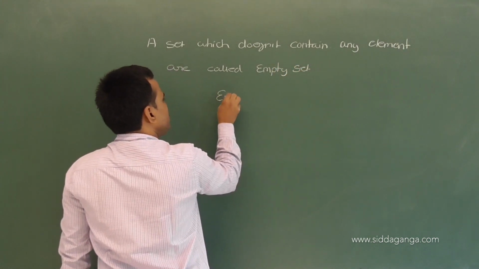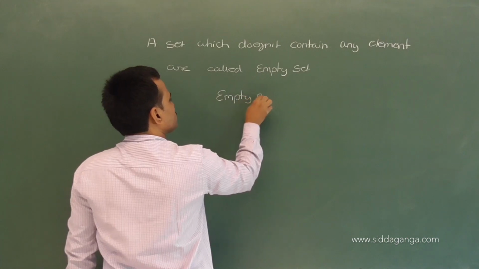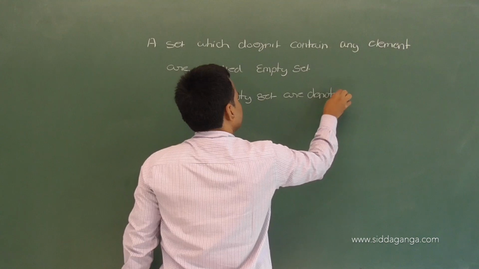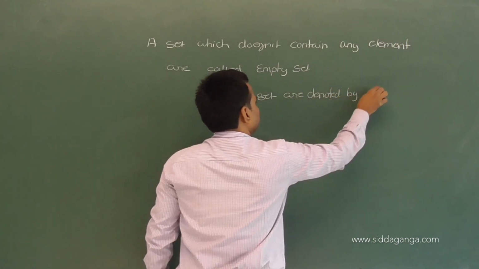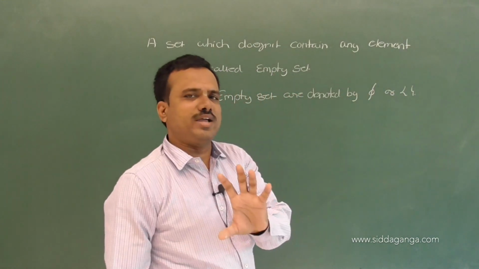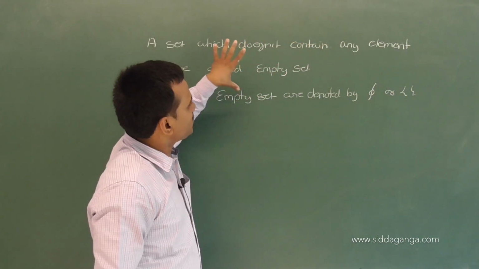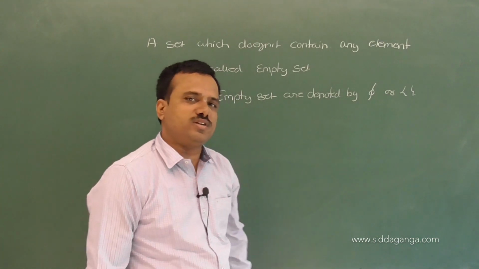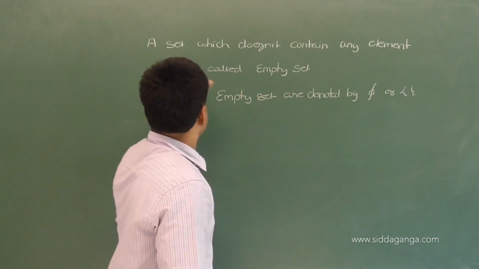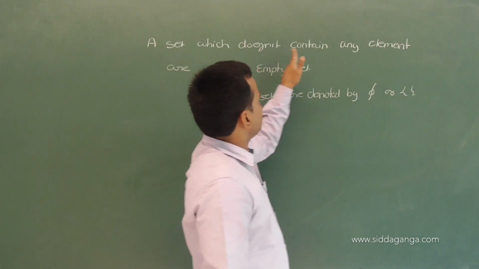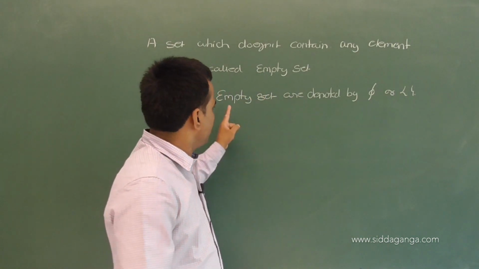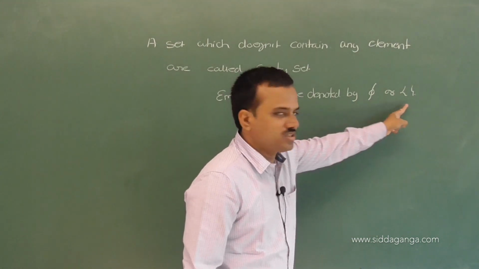Next line. Empty sets are denoted by these symbols. This is what I explain in a simple manner; this is the definition of the empty set. It may be asked in 1 mark questions: define empty set. That's why I write: a set which does not contain any element is called what? Empty set. Empty sets are denoted by using these two symbols.